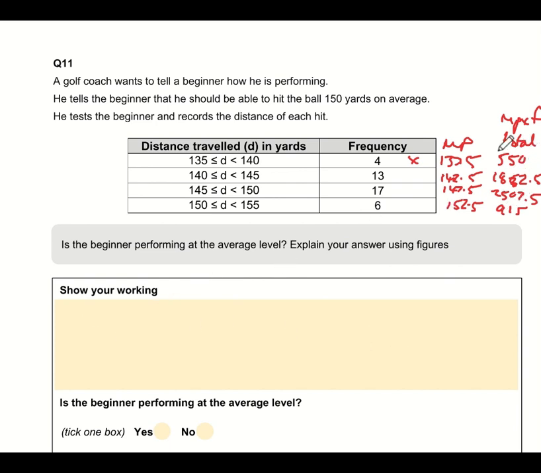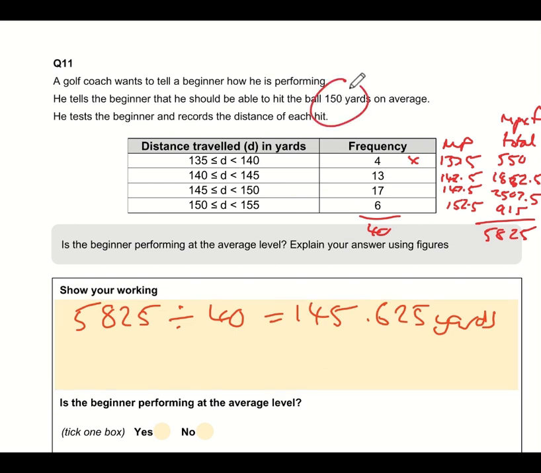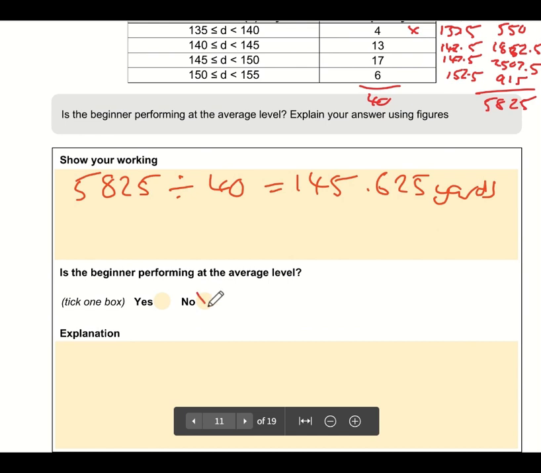So what we need to do here is the average is going to be the total shot length divided by the number of shots. Well, the number of shots is the sum of the frequency column, which is 40. And if we add these figures here, we get 5825. So the average shot length will be the total shot length, which is 5825 yards, divided by 40, and that is 145.625 yards. Is he performing at the average level? Well, the average level is 150, so we can say no.